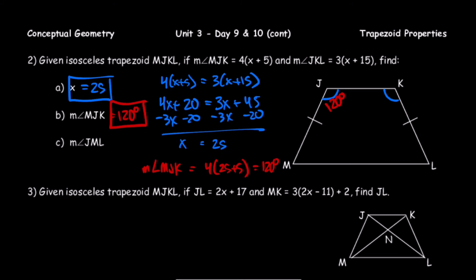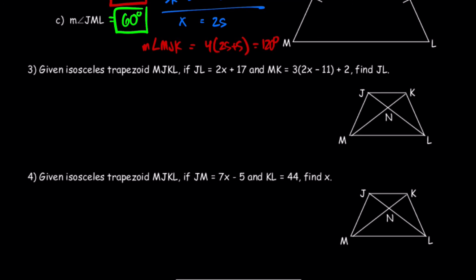Now the next one, it says find the measure of angle JML. Well, JML is this angle down here. It's not the one that's equal to it, so it's not 120. But to get that, it's pretty easy. I know that these two angles have to add to 180. So to get this one, I'm just going to take 180 minus 120, and that's going to be 60. And that's got to be 60. Our last example, example 3.